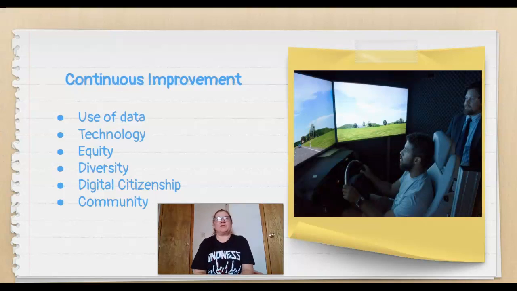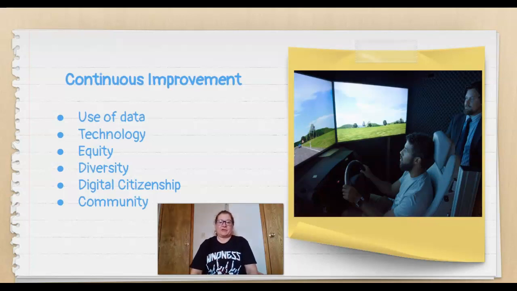So for continuous improvement, again, the driving forces for your vision and your mission that you need to look at is your data. When we look at our data, are we going in the direction we want to meet our vision? How are we using technology within our classes? How are we creating digital citizenship with using that technology? How is that meeting our vision and our mission?